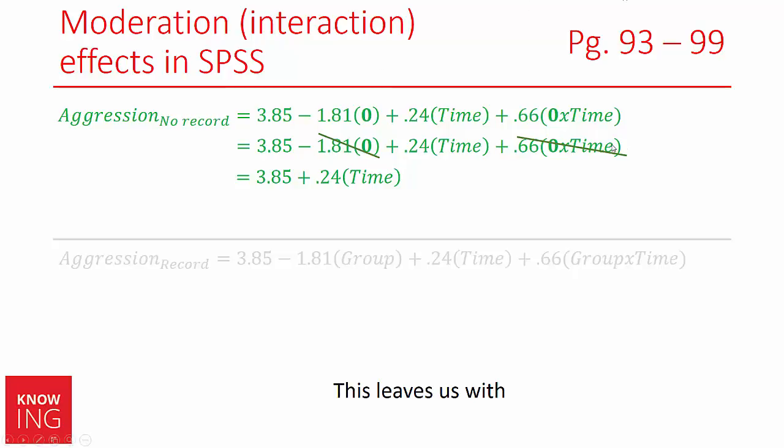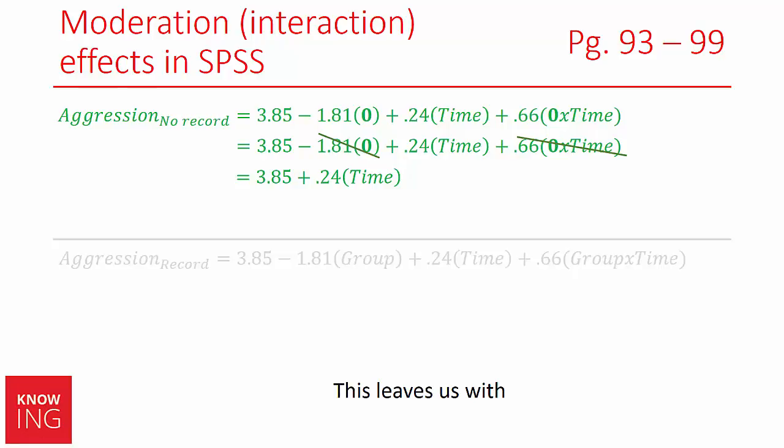From the second line here, just to re-emphasize, negative 1.81 times 0 is 0, so that's gone. And this part here, 0.66 times 0 times time, that's also gone because that's 0. And that leaves us with just 3.85 plus this part here, 0.24 times time. And that's the equation for the no record group.